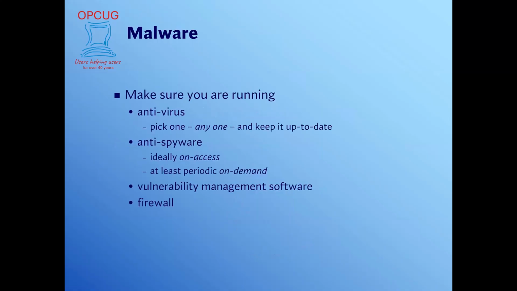Make sure you're running antivirus. I'm not religious about what antivirus is best. Pick one, any mainstream antivirus. Keep it up to date. Have anti-spyware on your computer, ideally on access, which is going to protect you all the time of new spyware coming onto your computer. There are on-demand anti-spyware programs, and at least run them periodically. They all sell you on access anti-spyware if you want that as well. Vulnerability management of software is important so that you make sure that all your software is up to date from a vulnerability point of view, and a firewall which mitigates traffic coming in and out of your computer.